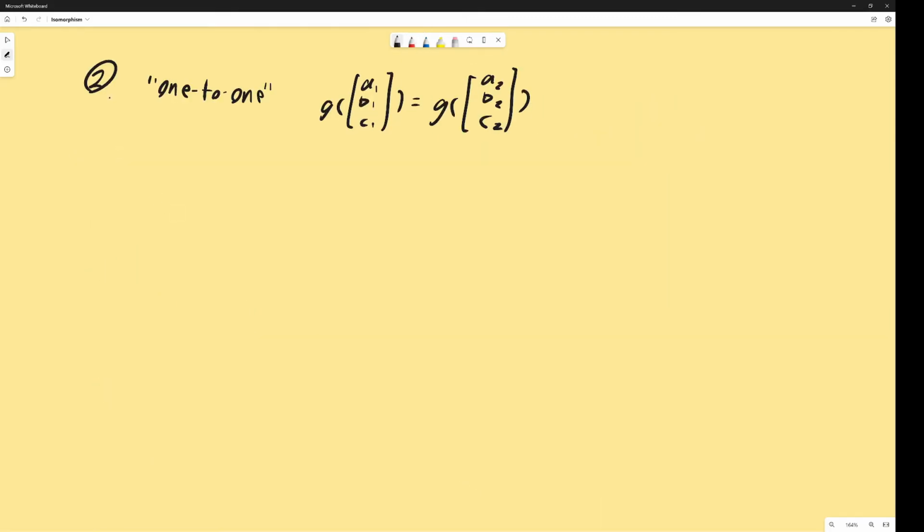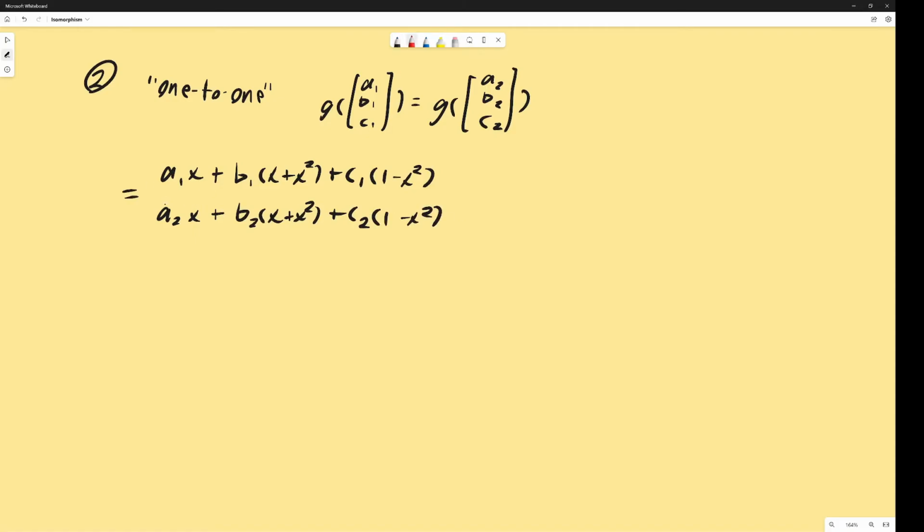The second thing we have to prove is that G is a bijection, meaning that it's one-to-one and onto. So let's again start with one-to-one. If G applied to two different input vectors, (a1, b1, c1) and (a2, b2, c2), is the same thing, that is, a1 x plus b1 times (x plus x squared) plus c1 times (1 minus x squared), and a2 x plus b2 times (x plus x squared) plus c2 times (1 minus x squared) are the same thing, that can only be true if their coefficients are the same. Then the components of those vectors are the same. So we've shown that if two different vectors evaluate to the same output, then the vectors themselves, the inputs, have to be the same.